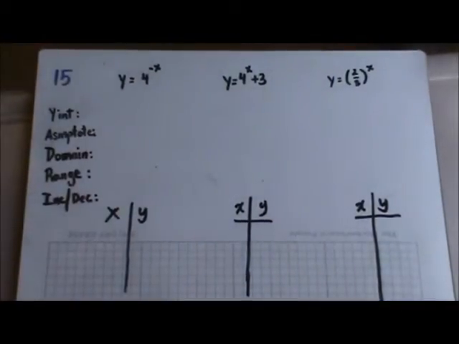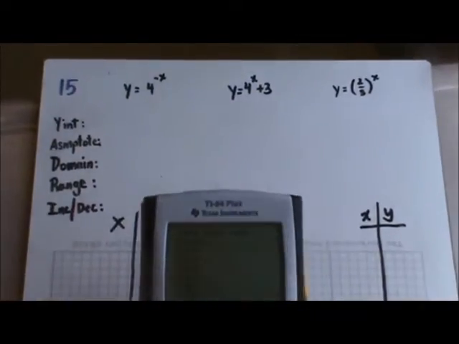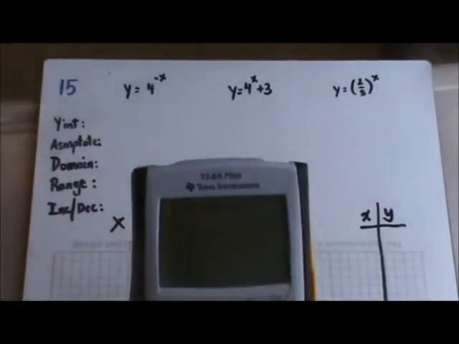Number 15 says, graph each exponential function. Identify the y-intercept, the asymptote, state the domain and range, and whether the function is increasing or decreasing. We have 3 problems to do, A, B, and C, and let's get started. Since on the regular Algebra 2 exam you can use your calculator, let's go right to the calculator.